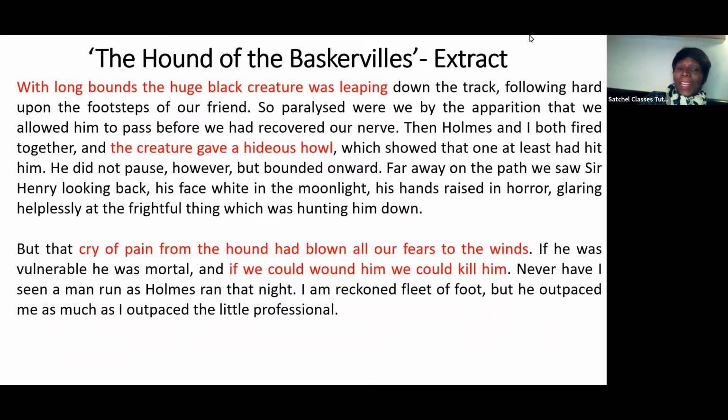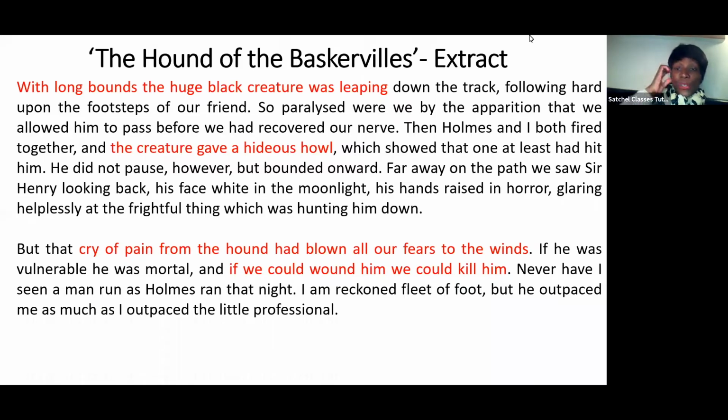But what is it doing? It's bounding, it's leaping, it's howling. So you have a sense that it's quite powerful and dangerous. It's terrifying, not just in looks, but also in action. But then it has a cry of pain.